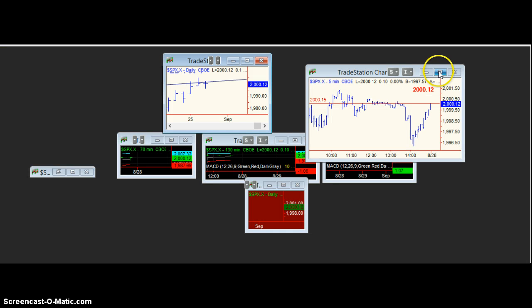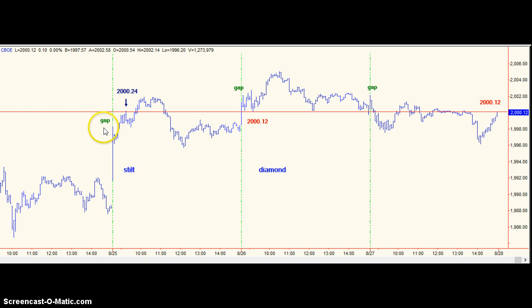Let's take a look at a 5-minute chart. We have had a gap up here, a gap up here, and a gap up here. 3 days in a row of gapping up. And today's 2000.12 close is under the initial high of the first rally of 2000.24. So 3 straight gaps up haven't really accomplished anything. All we have done is to retest the low of this consolidation.